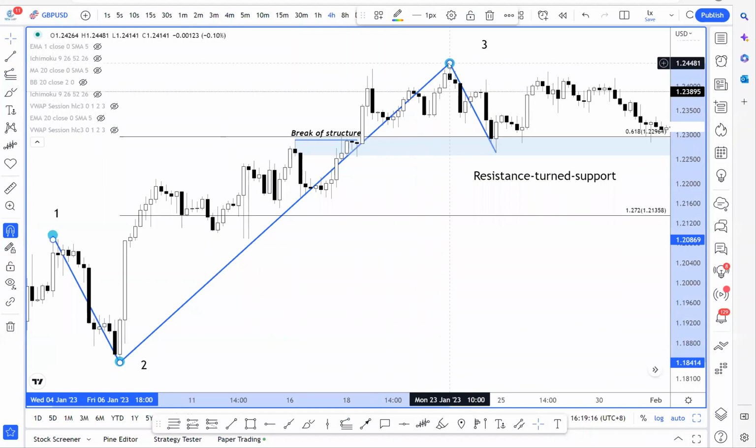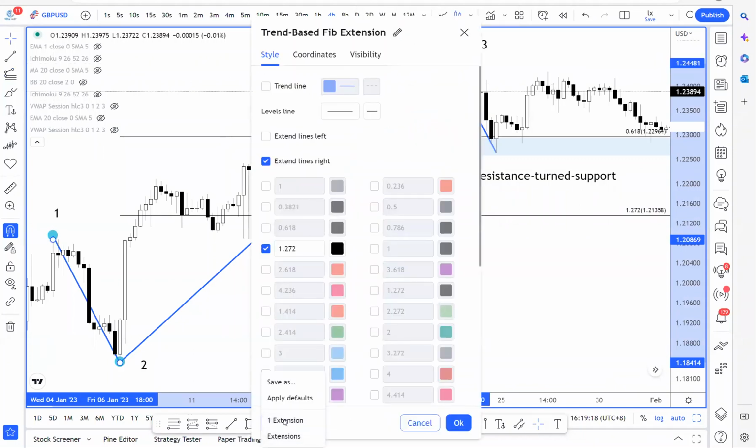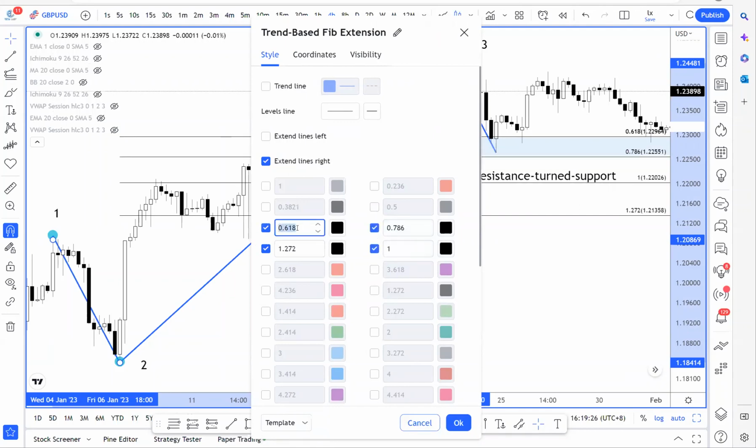If you've turned on the default levels, these are all the default levels over here. These are built in. These are actually the common levels that I use: the 61.8 extension, the 78.6, the 100%, and the 1.272. These are the 4 common ratios that I use over here. Just sharing with you guys.